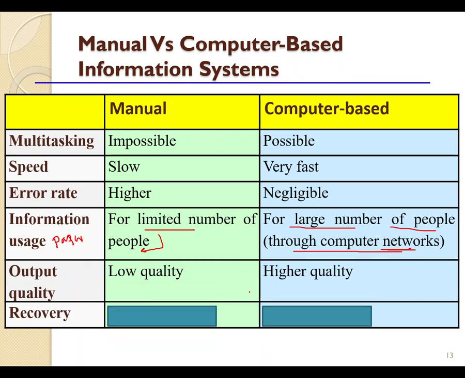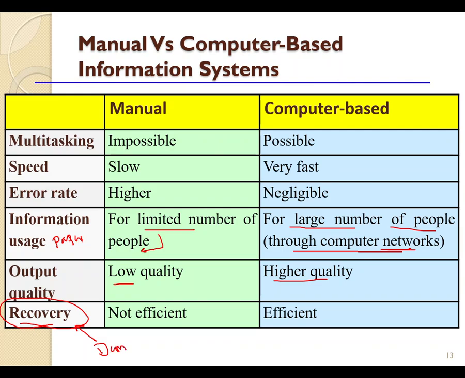Next one is output quality. Paper-based is low quality, handwriting not clear. Computer-based printouts are high quality, video outputs are high quality, printed fonts likewise. Recovery. What is recovery? Recovery means whenever your data or your systems are damaged. As an example, say I have collected my data onto a paper, then that paper was destroyed. How can I get it back? Very difficult. But in computer-based, we have a concept called backups.